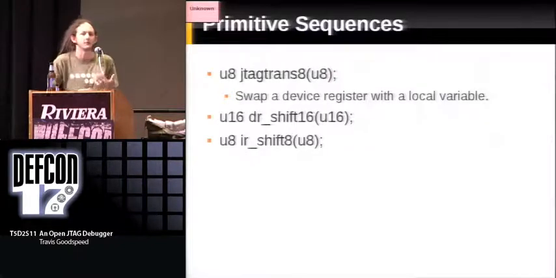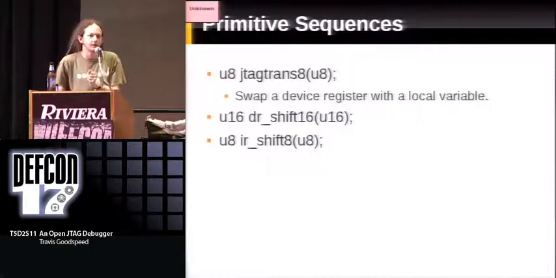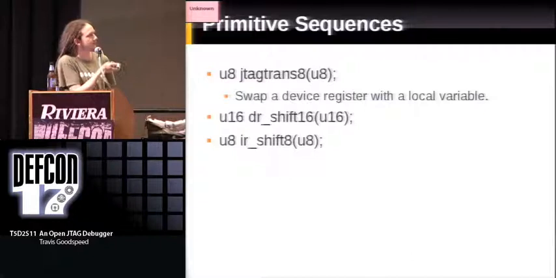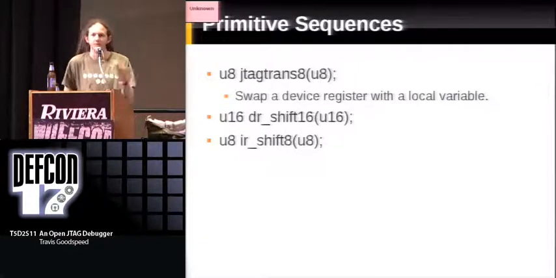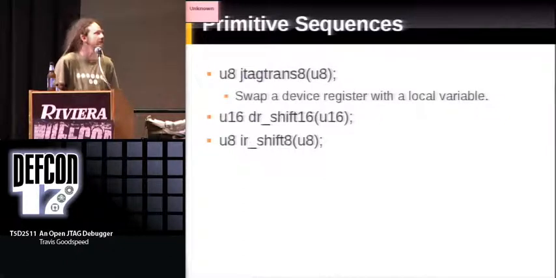And then there are primitive sequences that you use for these exchanges. So inside of the firmware of the Goodspe, there's a command, JTAG trans 8. It takes in a byte and it returns a byte. And all this is doing is swapping that byte out. And this is called by 2 functions, drshift16 and irshift8, which populate the 16-bit data register of the MSP430 and the 8-bit instruction register of the MSP430. The instruction register should actually swap the byte around, because the bytes are sent in opposite directions. One of them comes most significant bit first, the other comes least significant bit first.